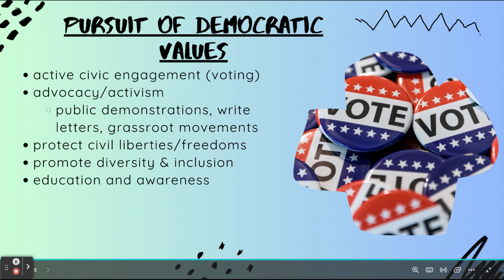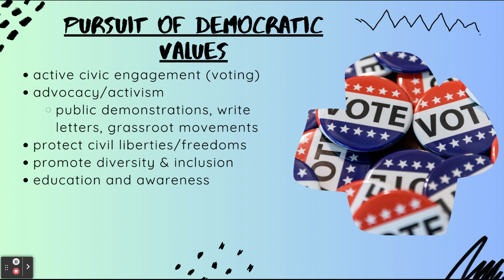So, now we're going to talk a little bit about this pursuit of democratic values. If a society like the United States aims to have a democratic society, how do we get there? There are 5 specific categories we're going to look at. The first one is active civic engagement, and that really comes down to voting.